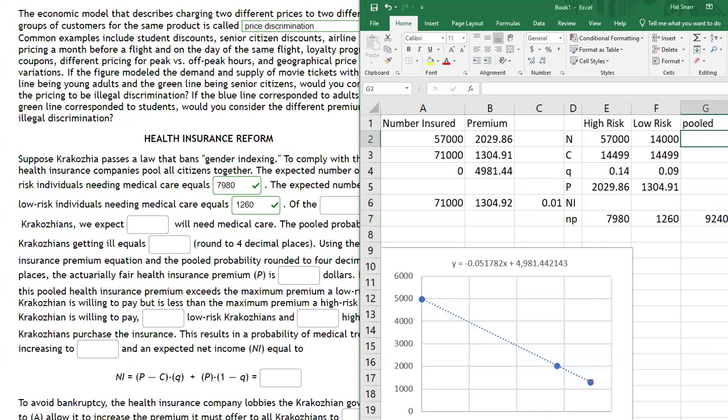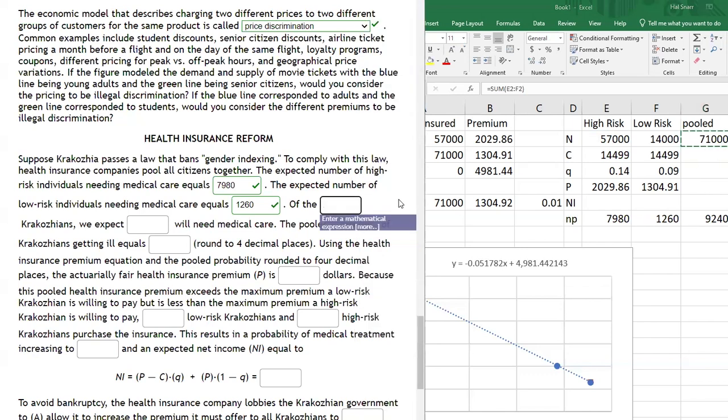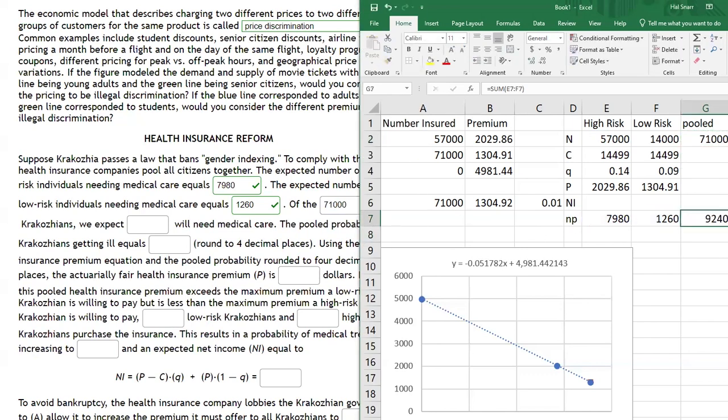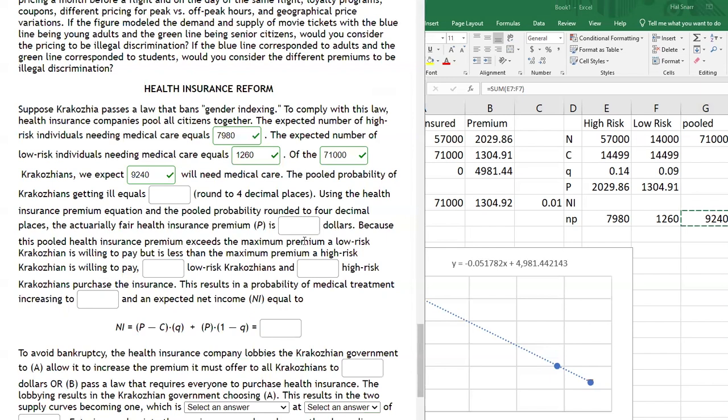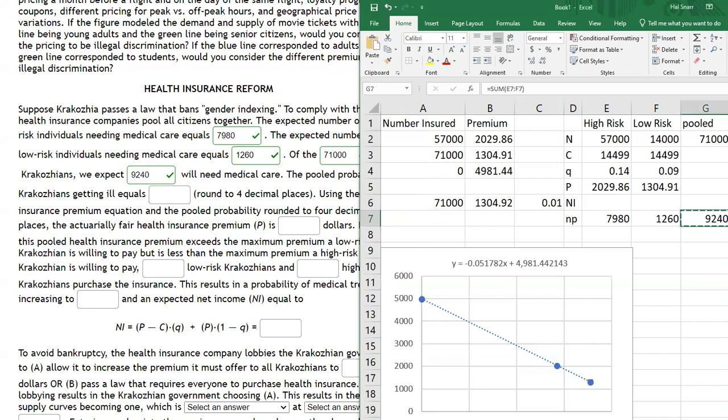There are a total of 71,000 people in this new pool. And how many do we expect to need the procedure? 9,240. So the pooled probability of Caucasians getting ill would be the ratio of these two numbers. We're going to put it right here. And notice it's pretty close to that number, but it's between these two. That's because this is a weighted average of these two, and it's weighted toward the bigger population, high risk. So the pooled proportion is 0.1301.